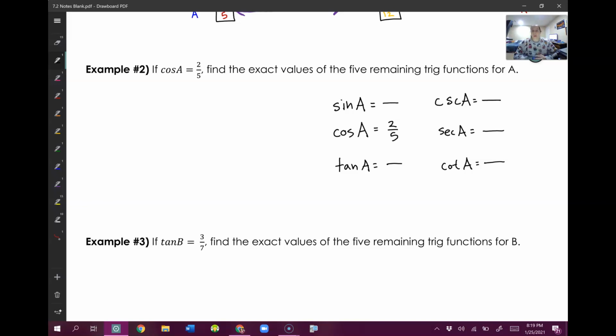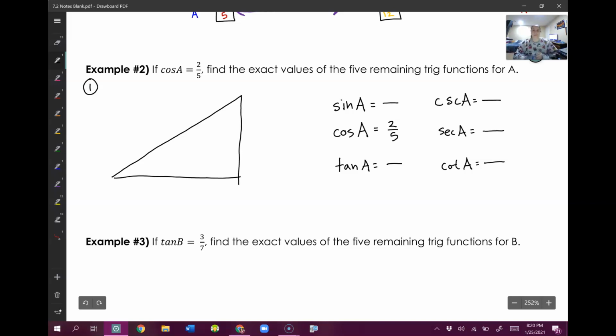Now, this problem, our first step is to work backwards a little bit. So step 1, I'm going to work backwards and draw a right triangle. So there we go. Here's my right triangle. And I'm going to call either one of these angles A. It doesn't matter which one is A. You'll end up with the same answers. So let's call this one A. We'll just pick one of them.